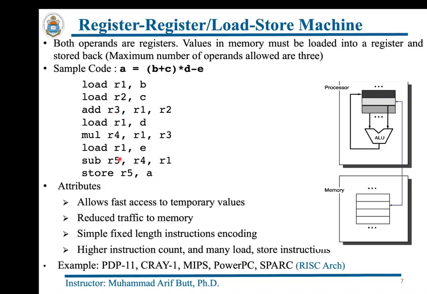The attributes of these load store machines are that they allow fast access to temporary values being in the CPU registers. There is a reduced traffic to the memory, and the instruction encoding is simple and fixed length. However, the limitations are that the instruction count is comparatively high and there are many load store instructions. Example architectures that follow this load store machine are PDP-11, Cray-1, MIPS, PowerPC and SPARC.